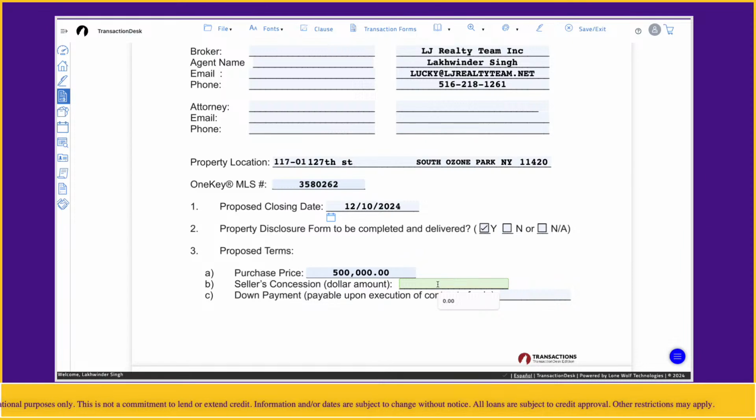Okay? So if you put in an amount in here, that means the listing agent is telling the seller that they are requesting this money back. Okay? Most of the time, if you're not asking for a concession, you put zero there.